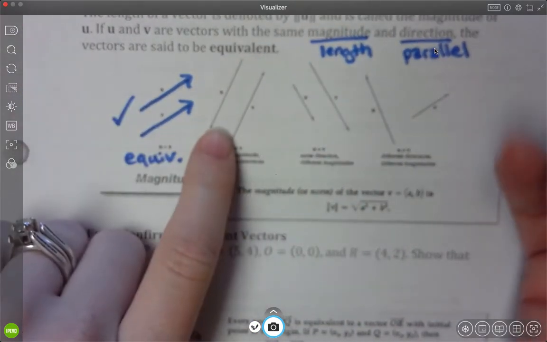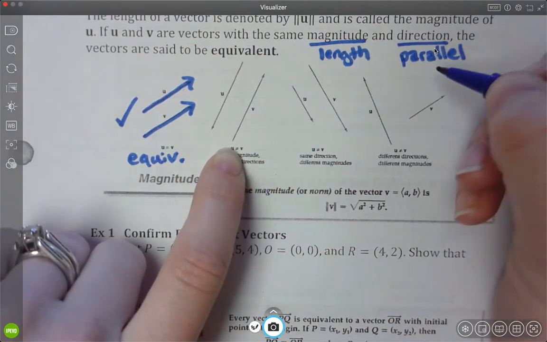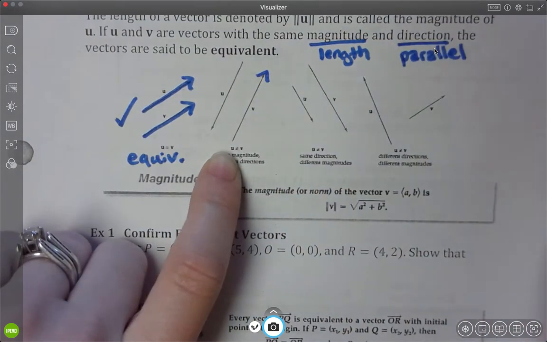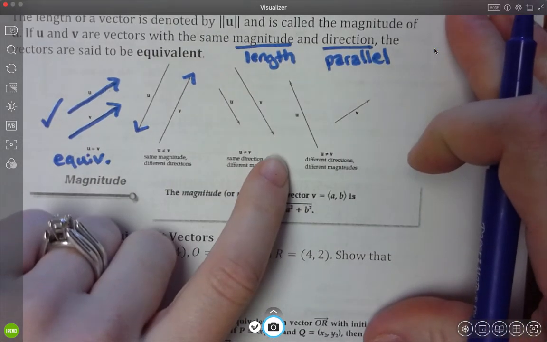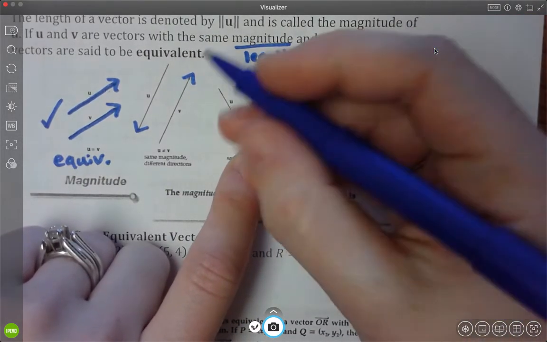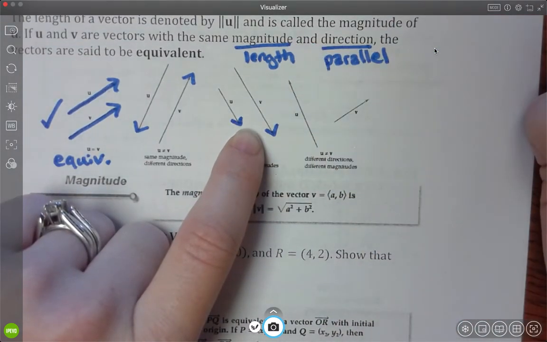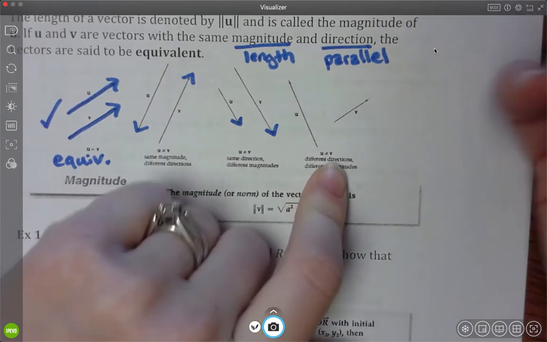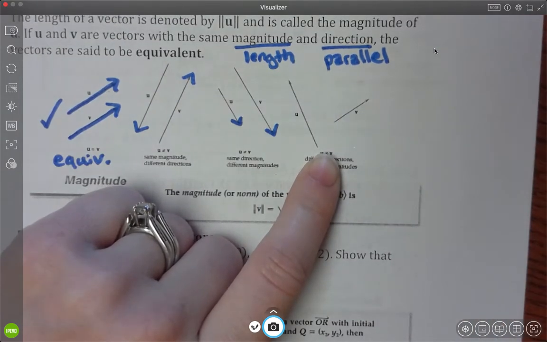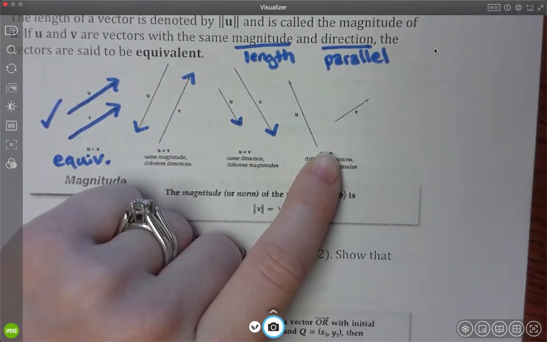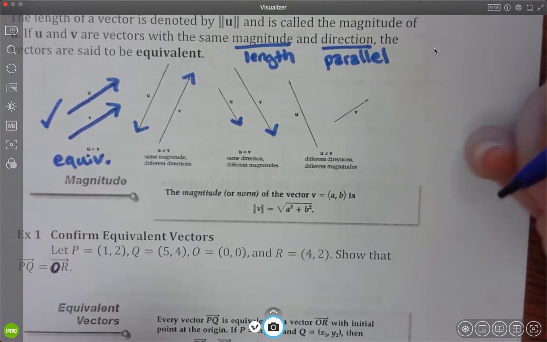Now this one, even though they have the same magnitude, the same length, they are going opposite directions because one of them is going this way, one of them is going this way. So those two are not going to be equivalent to each other, okay? These two are going the same direction because they're both going down and to the right, but they do not have the same length. Their magnitude is different. So these are not equivalent, and these have neither. They're not the same length, and they're not going the same direction. So this one's obviously not equivalent, okay? So you can see scenarios of those. The only one that is equivalent is this one over here, okay?